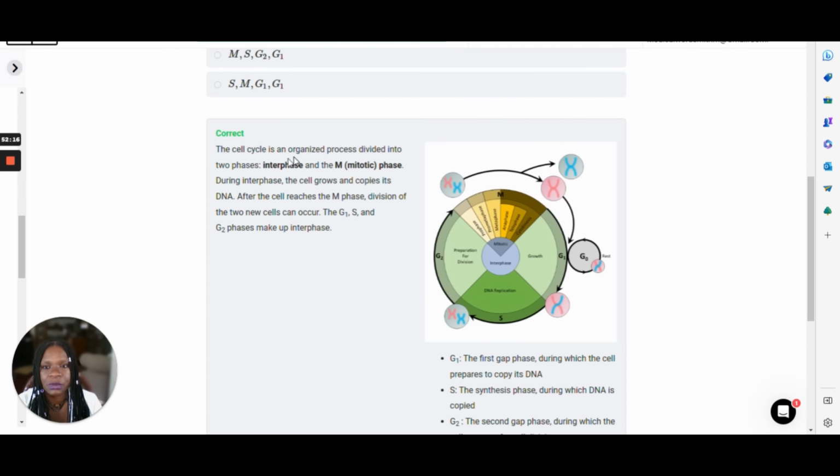And here is why. The cell cycle is an organized process. It is divided into two phases, which is going to be interphase and the M, or the mitotic phase. During the interphase, the cell grows and copies its DNA. And then once it reaches the M phase, the division into two new cells can occur. But the G1, S, and G2 phases are what comprise interphase.